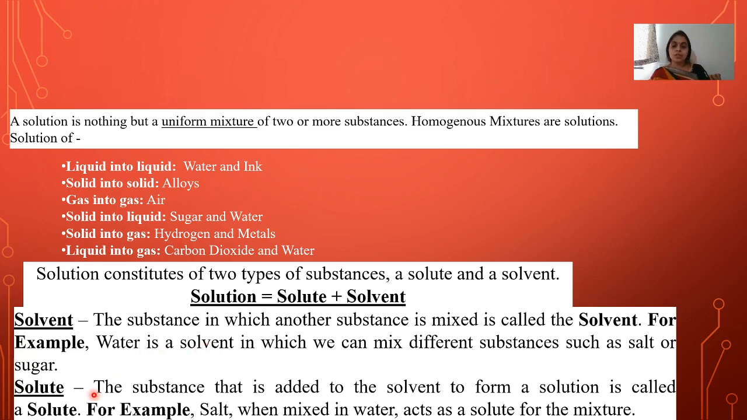Coming to solute. The substance that is added to the solvent to form a solution. So, solute is always in a limited quantity, right? And this is known as the dispersed phase. Example, salt or sugar added to water.